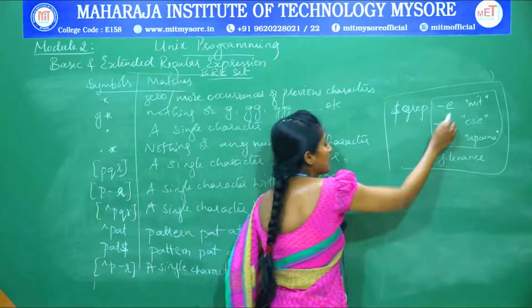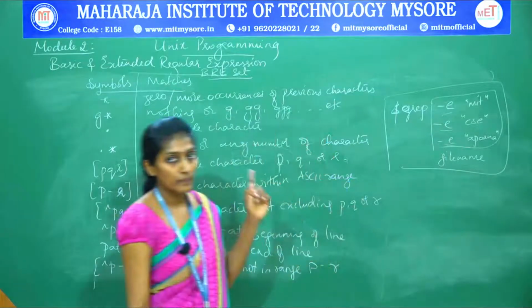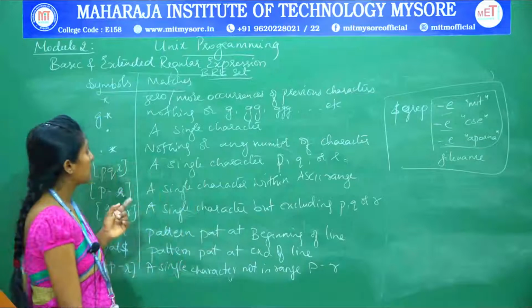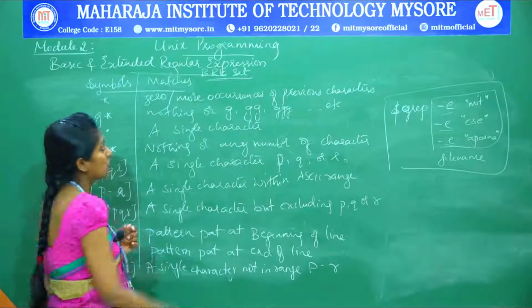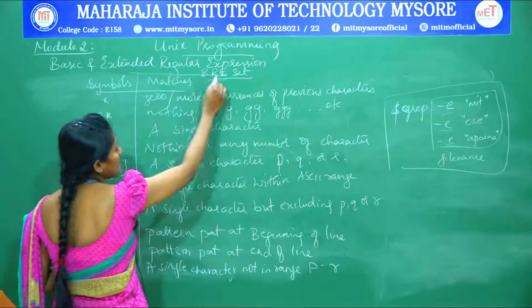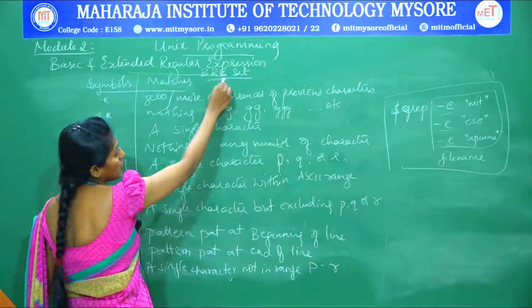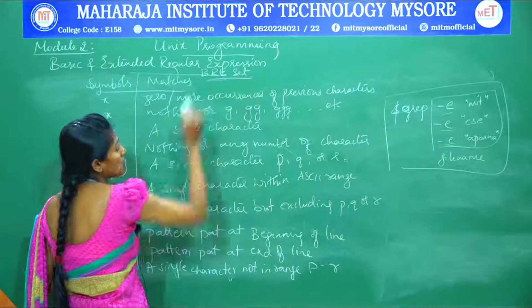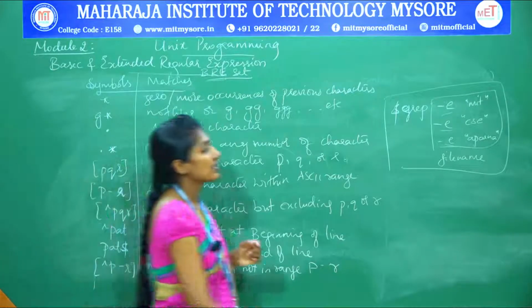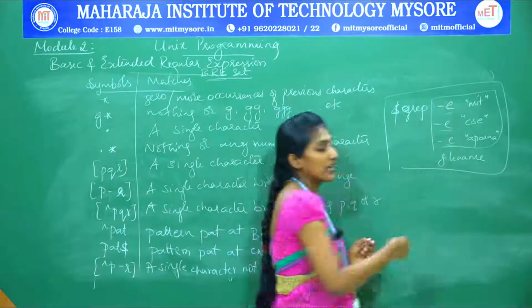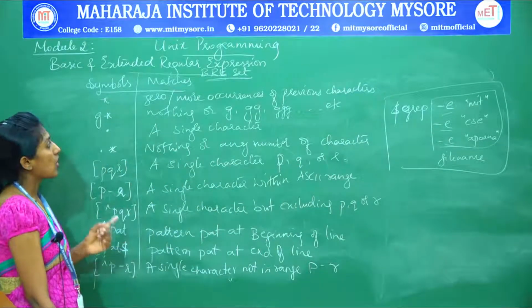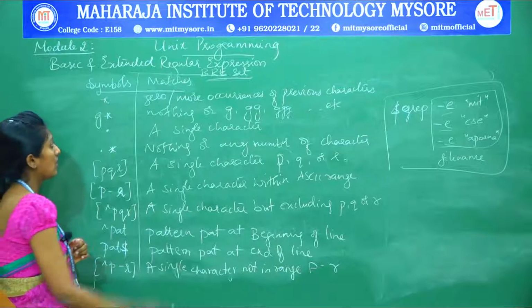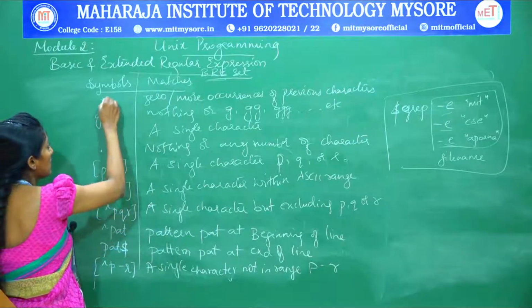So instead of using this -e every time, Unix provides the BRE set, that is the basic regular expression set. B represents basic, R represents regular, E represents expression. By using this basic regular expression set, you can avoid using these options again and again, just by using these symbols or expressions.